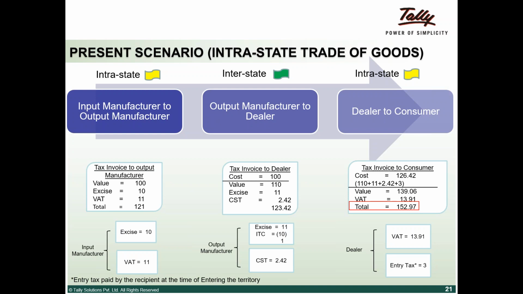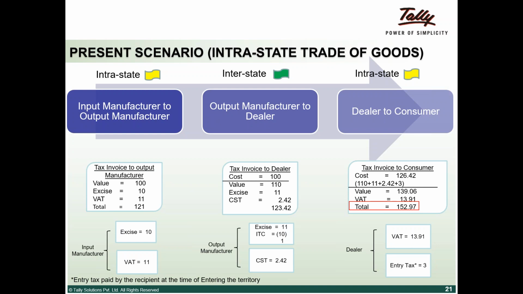Let's look at transaction one, that is intrastate. Let's say that a Karnataka input manufacturer supplies it to a Karnataka output manufacturer. So the tax invoice will be: his cost is 100, excise duty of 10, and VAT, which is on the excise duty as well as the value. So it is 11, even though it is 10% of the value in absolute terms, it is 11. So total it will be 121.